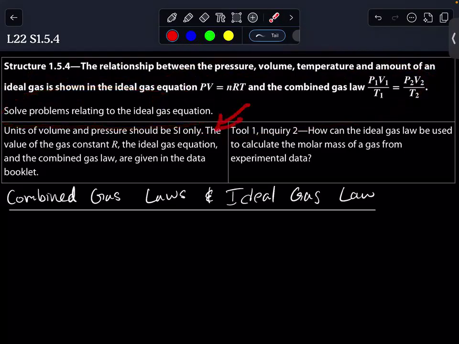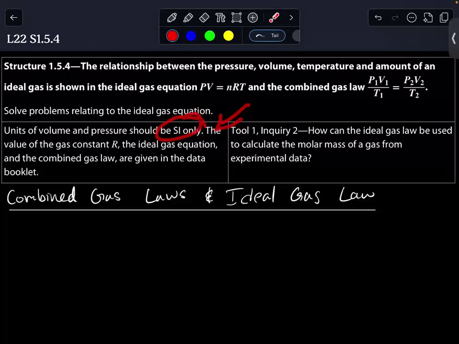We should keep our units in SI, but I'm going to change that a little bit, and I'll show you why, as well as we're going to learn about the ideal gas constant, the universal gas constant in this equation, R. So with that stated, let's get a move on to the actual lesson.